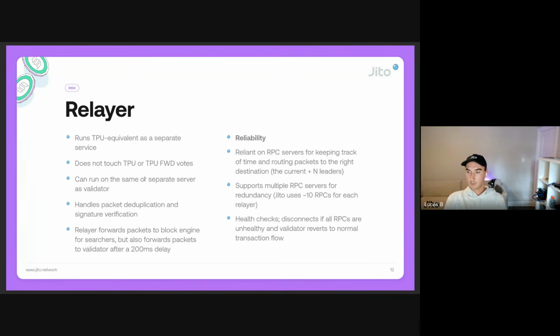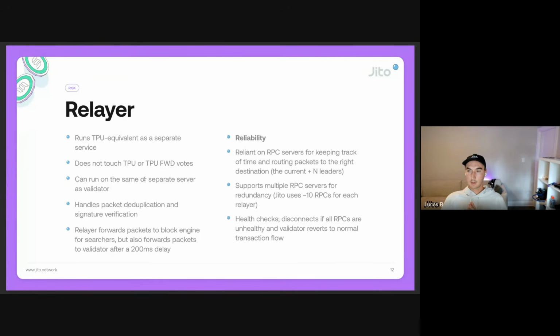As I mentioned earlier, it will forward packets to the block engine for searchers, but it also is kind of the custodian for that packet. So after what's currently a 200 millisecond delay, it will forward those packets to the validator. This is pretty important as well, and goes back to what Zantetsu mentioned: you should run your own relayer if you can. The block engine cannot censor packets that are going to it. The relayer is kind of the owner of that packet. So if you don't trust us, or you want to run your own relayer, or customize it, you can run your own.